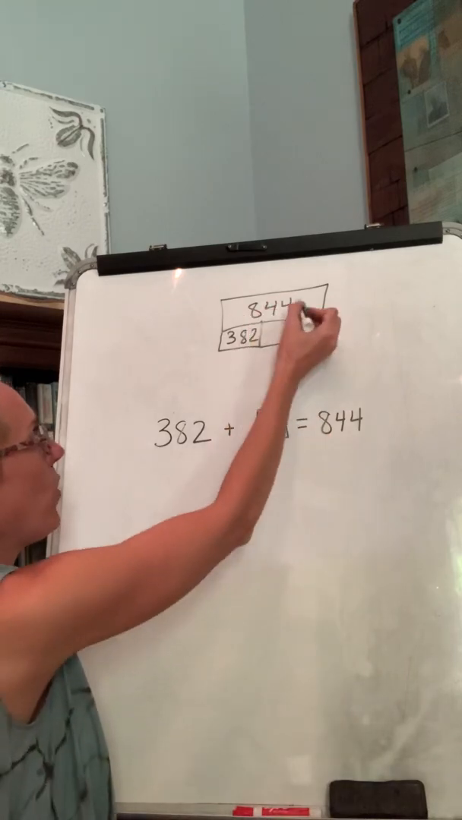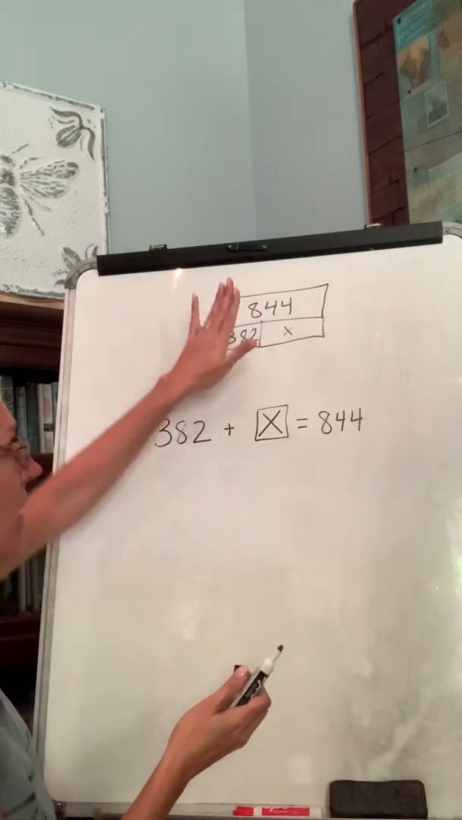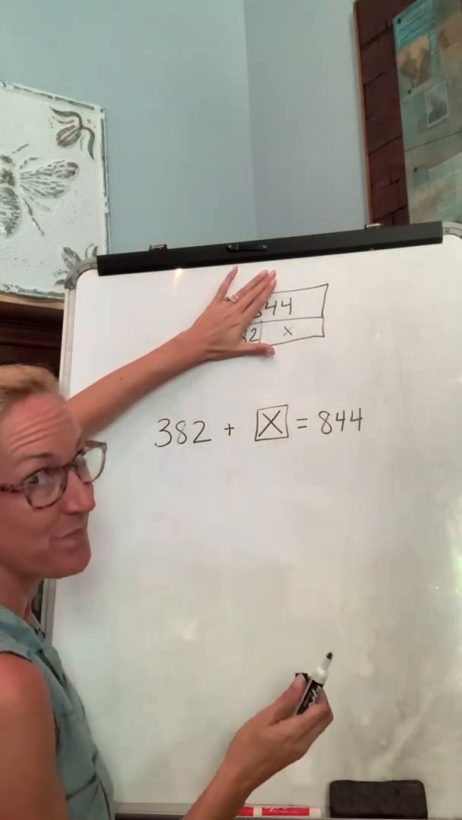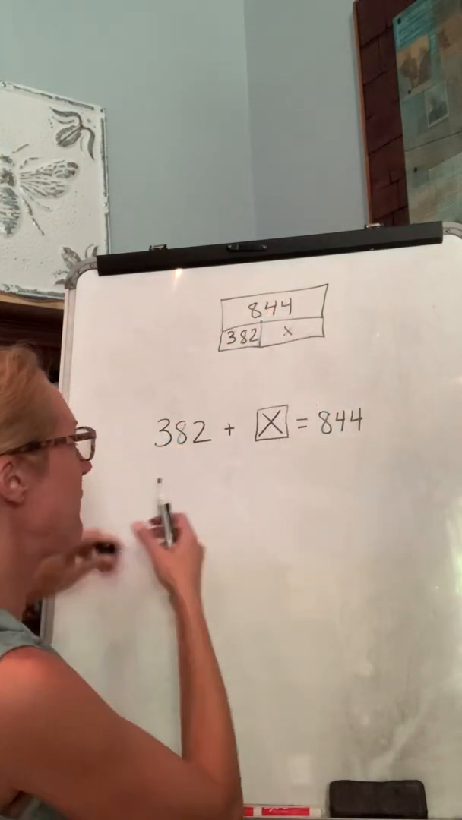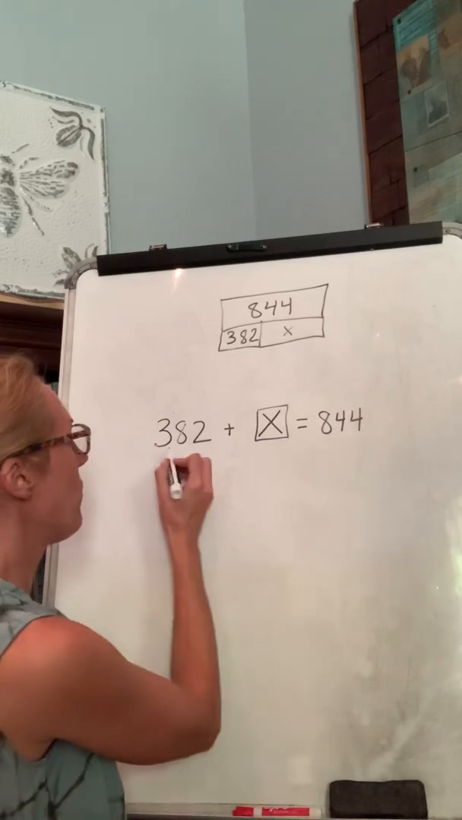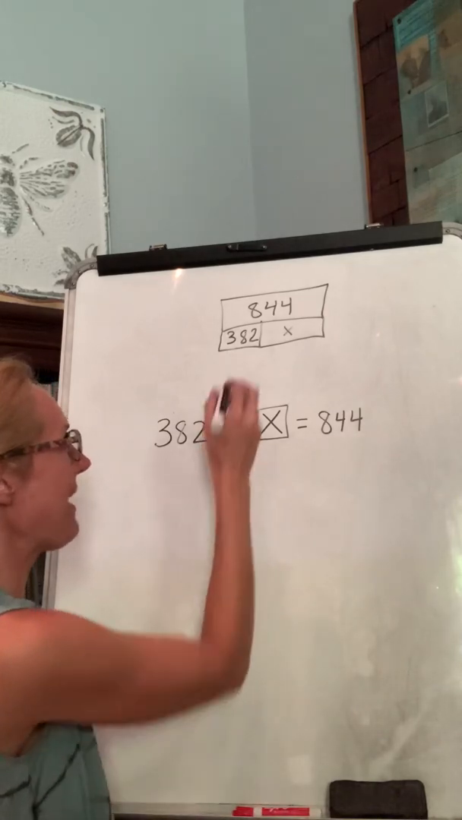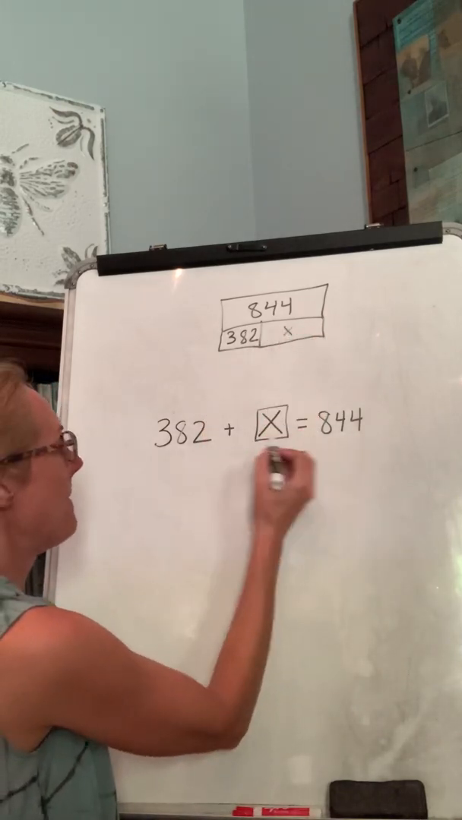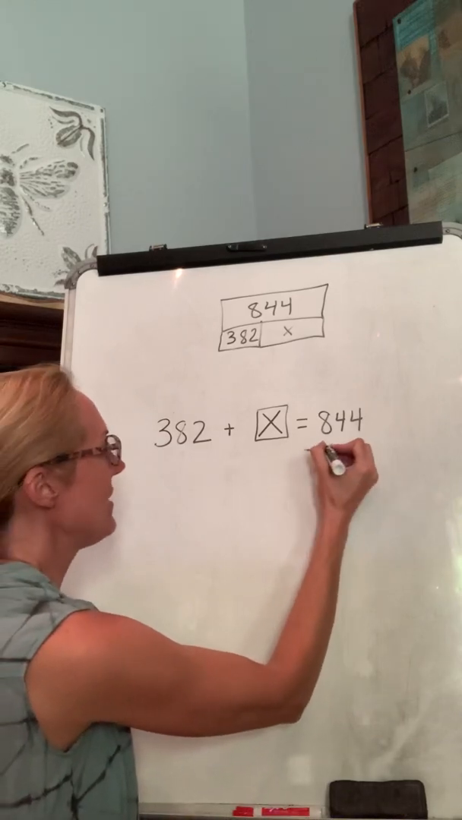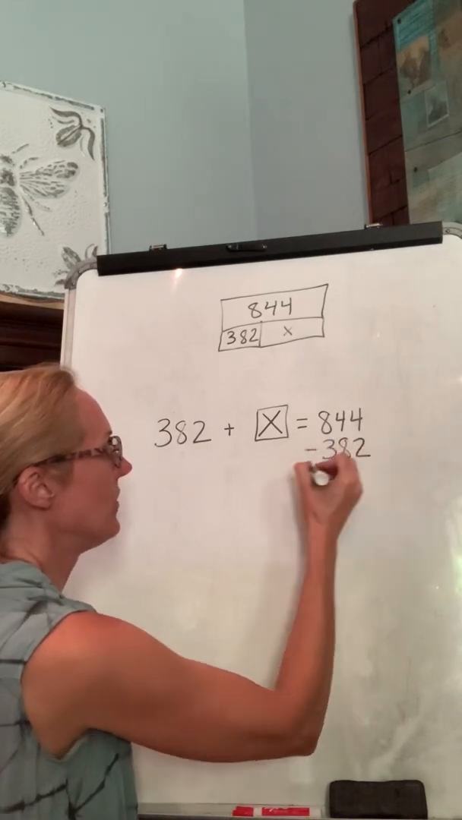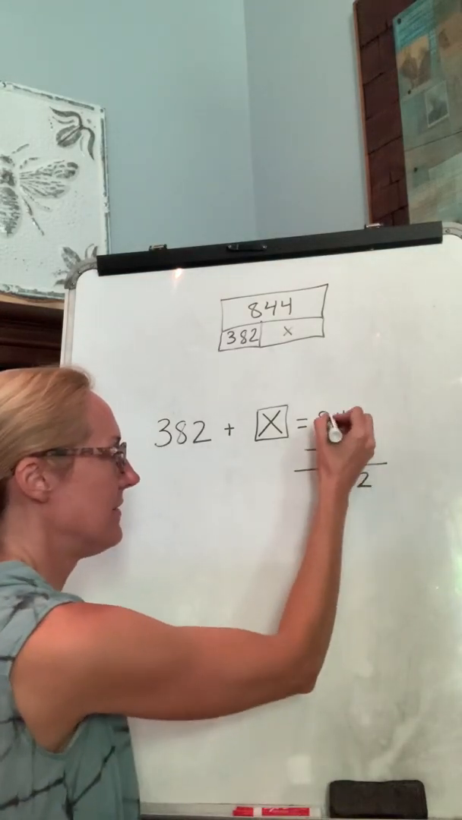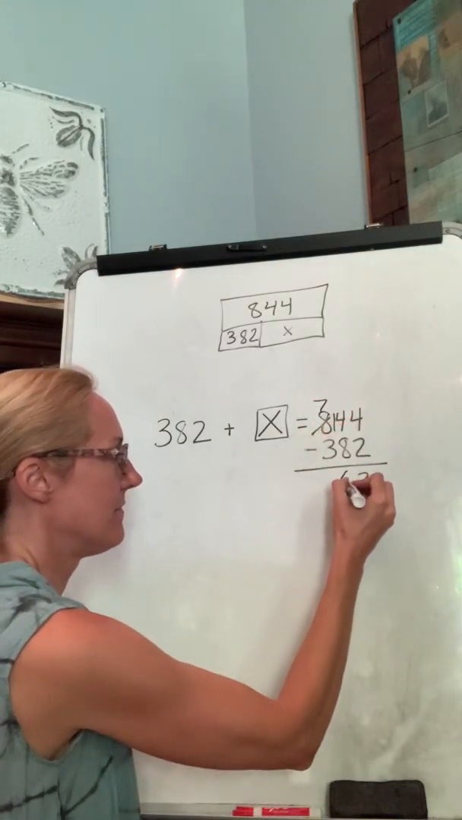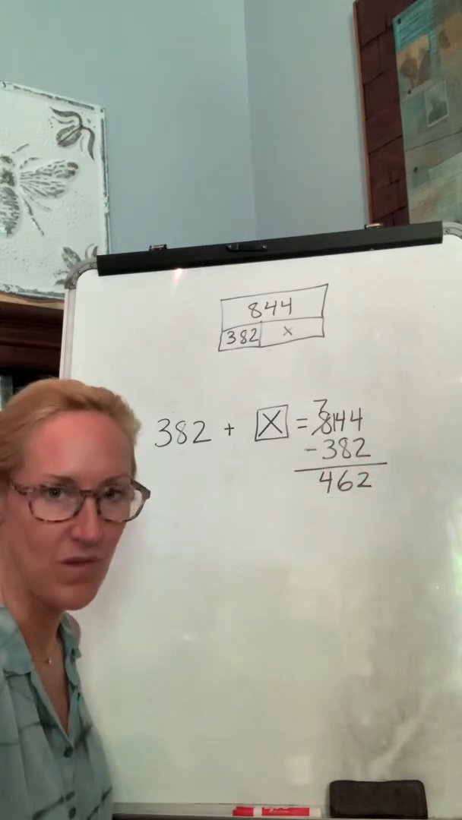Well, if I know the whole thing and I know a part, what do I need to do? Yeah, you got it. I have to take this part away to see what's left. So 844 minus, we're going to subtract to get that part, minus 382 equals, and then I'm going to solve it. We know how to do this.